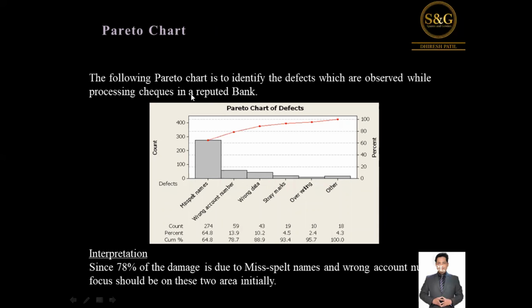One more example of Pareto analysis is given. The following Pareto identifies the defects observed while processing checks in a reputed bank. You can see that 78% are because of misspelled names and wrong account numbers. If you consider only these two defect opportunities, then you will take projects on these two. So these two become your project Y. These are the ways you can identify projects internally.